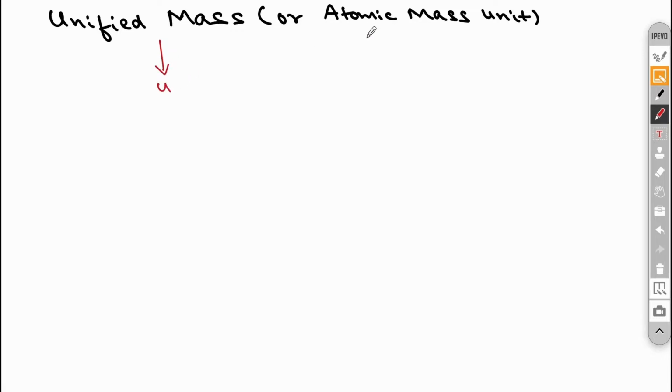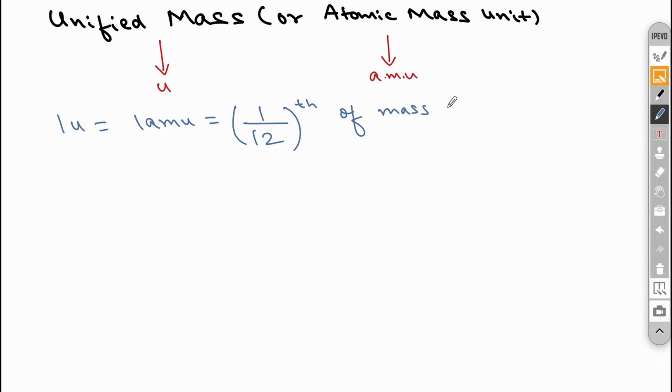Unified mass is denoted by U and atomic mass unit is denoted by AMU. U or AMU both are same. 1 U or 1 AMU is basically 1/12 of mass of one atom of C12. 1 U or 1 AMU is 1/12 of mass of one atom of C12.